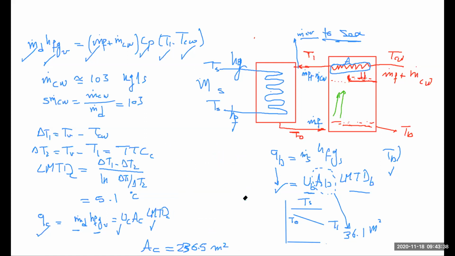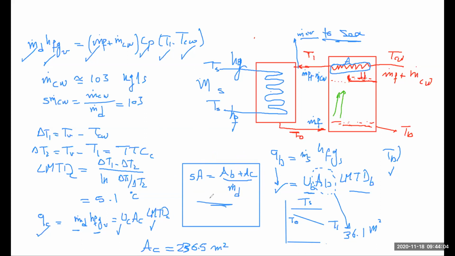The only thing to consider at the end after doing all that is the calculation of the specific heat transfer area. In this case, the specific heat transfer area is going to be calculated as the area of the brine heater plus the area of the condenser tubes that we calculated here, both of these divided by m dot distillate.